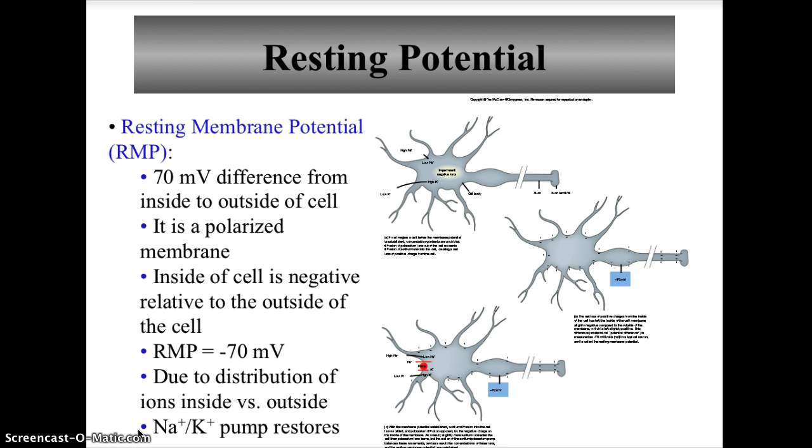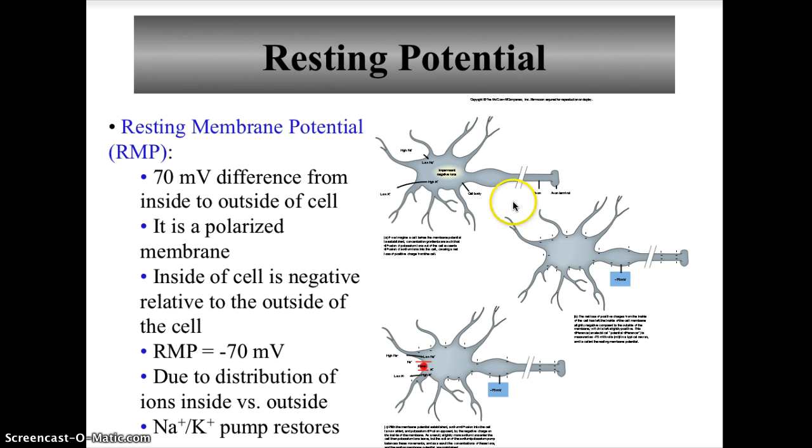However, in order for that impulse to be started or propagated in a nerve cell, the resting membrane potential needs to be disturbed. So inside that cell, you have a negative relative charge compared to the outside of the cell. And this distribution of ions inside versus outside the cell is what causes this resting membrane potential. And that sodium and potassium pump is going to restore all this. So if we look at the diagram, you probably can't see it very well here.